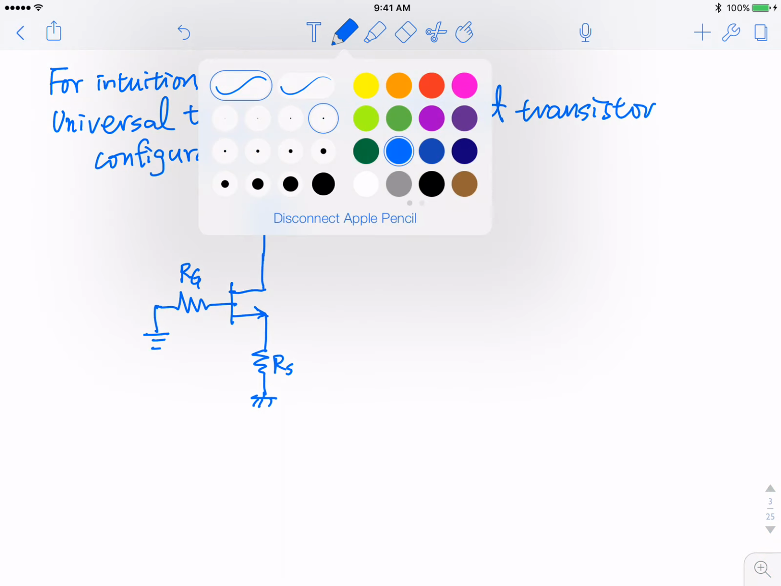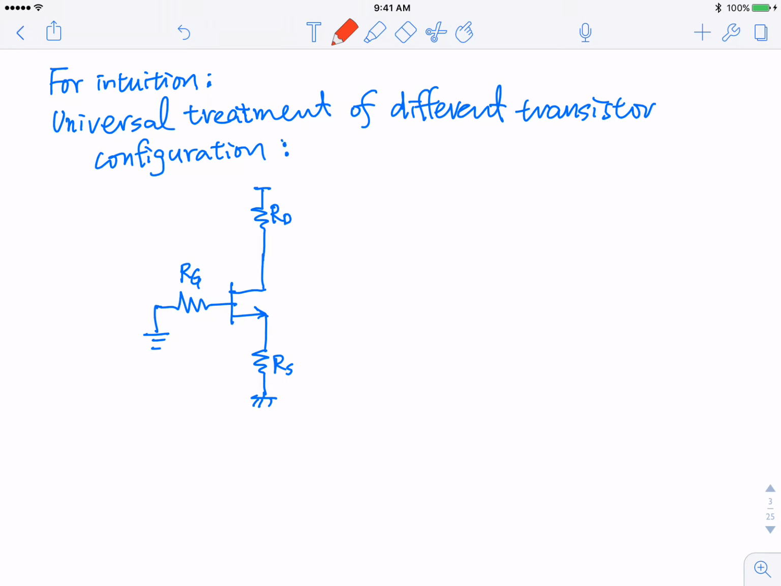And you can think of this as a universal configuration in what way? Well, in a common source, we are going input from the gate, output from the drain. So this is really common source here, right? And common gate, input is here, output is at the drain. So this is a common gate configuration. And we have a source follower, or common drain, which will be going from here. So this is a common drain configuration.